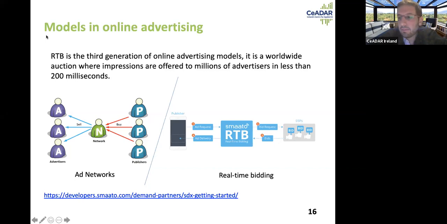Every time there is a user accessing a website, an advert is displayed, and all the advertisers bid to display their advert on that website. Real-time bidding is the latest model, and it's growing, especially in China.